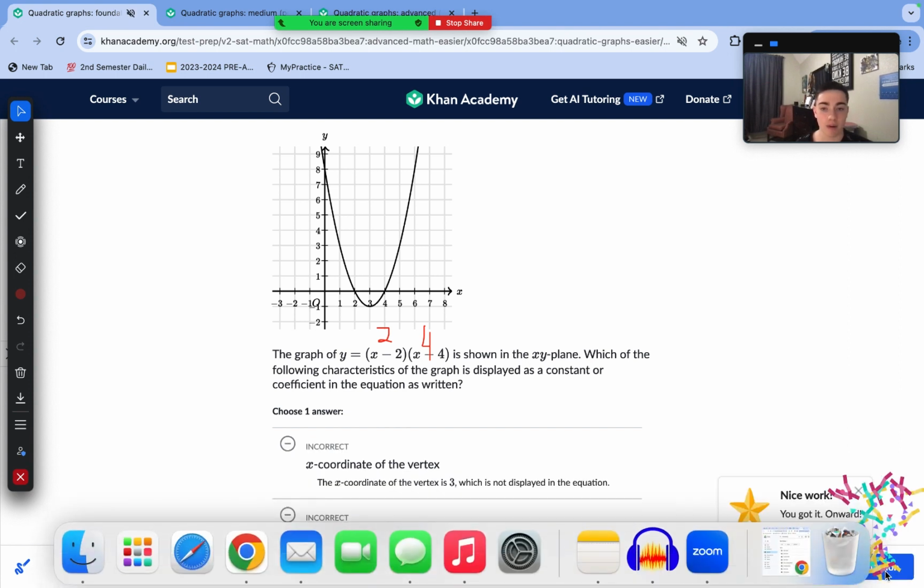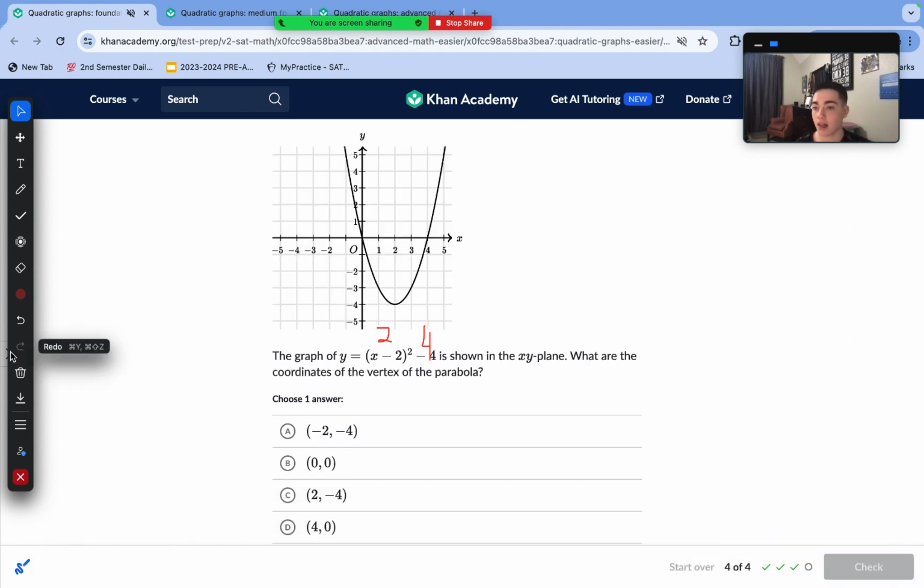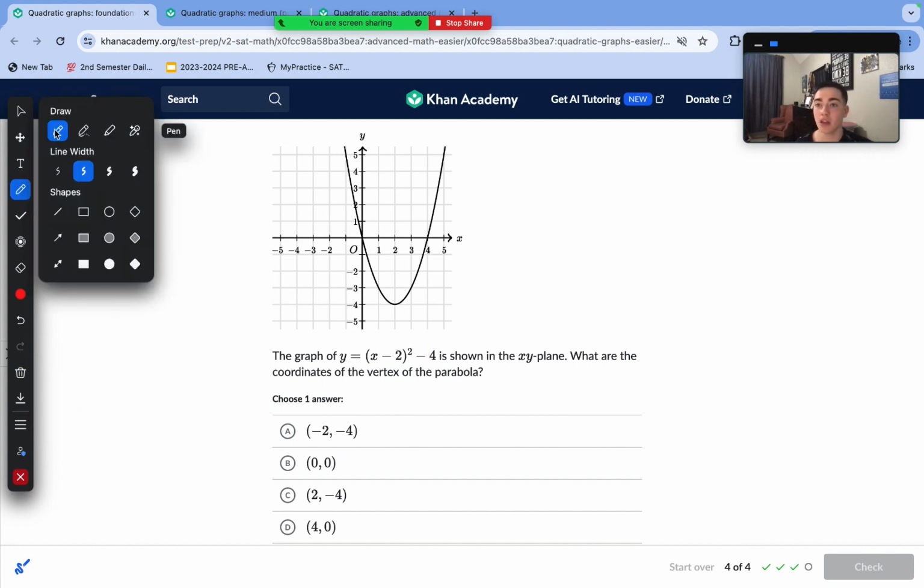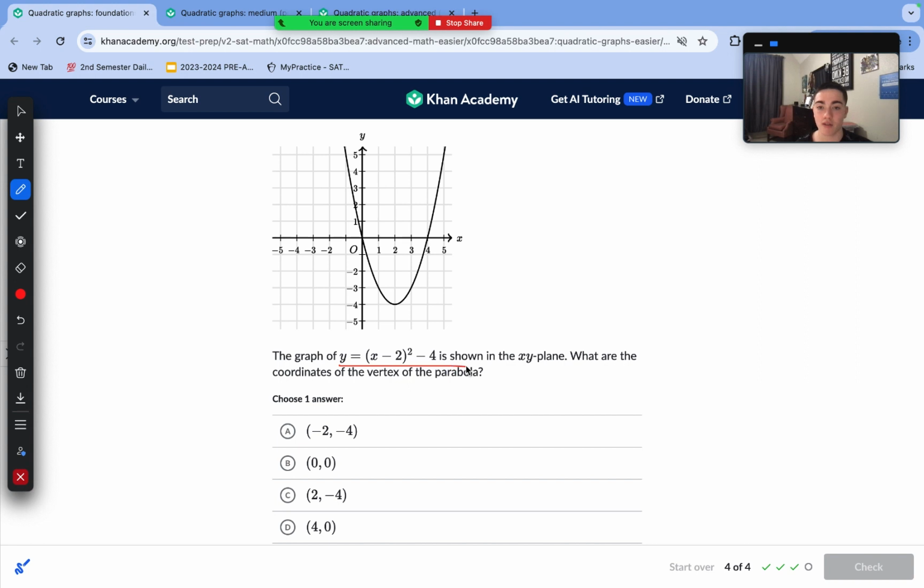And then last but not least, question number 4 here. We're just trying to find the vertex of the parabola. We could use the equation here in vertex format, (h, k). However, it's just a bit easier to look and see the vertex of this graph would just be (2, negative 4). So that is our foundations.